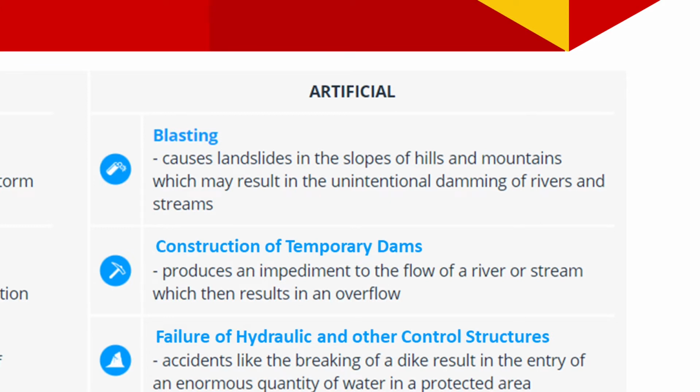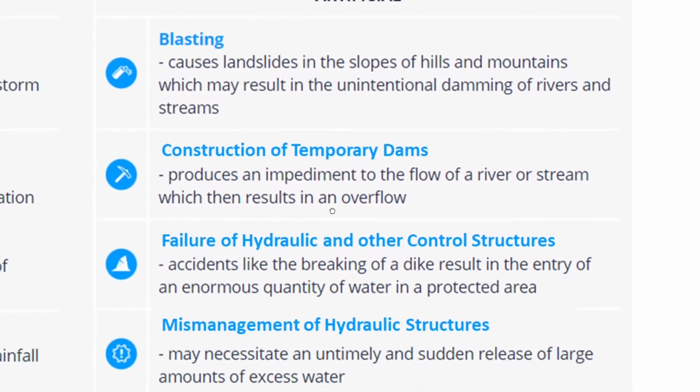At this point, it may cause the materials to flow downward, which may result in unintentional damming of rivers and streams. And that damming will cause flooding in the areas where the rivers or the streams stop. Another cause of flooding is the construction of temporary dams. Dams pose as an impediment to the flow of a river or stream. And in times where the river or the stream is intense, well, it will cause an overflow.